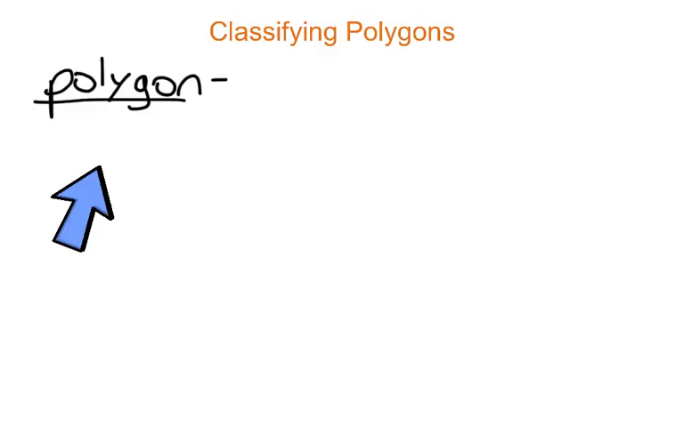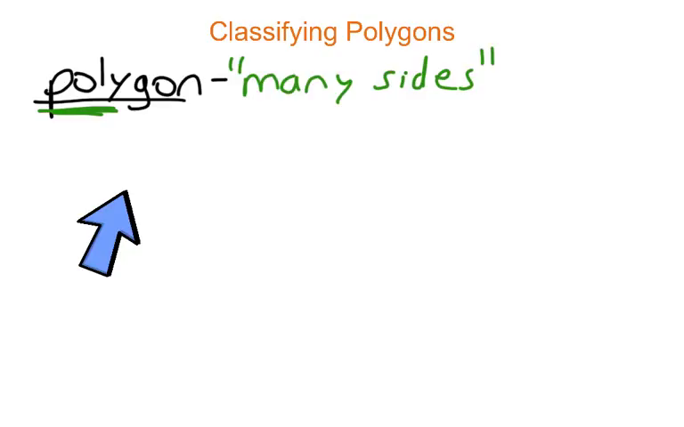Classifying polygons. Alright, first off, a polygon, what is that? Well, I see a prefix there, I know. Poly means many. So many sides is what we're talking about. Alright, well maybe that's a little vague. What does many mean? Well, in this case, it means at least 3.